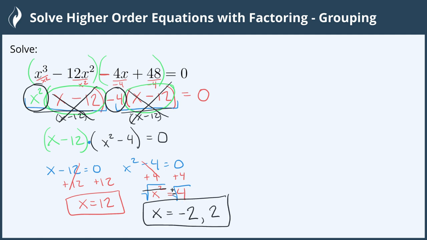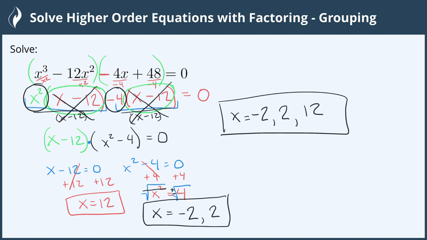So if we were to list all of the answers here from low to high, we would go from negative 2 to positive 2 to positive 12, and these are all of the answers for our variable x. And now we're all done.